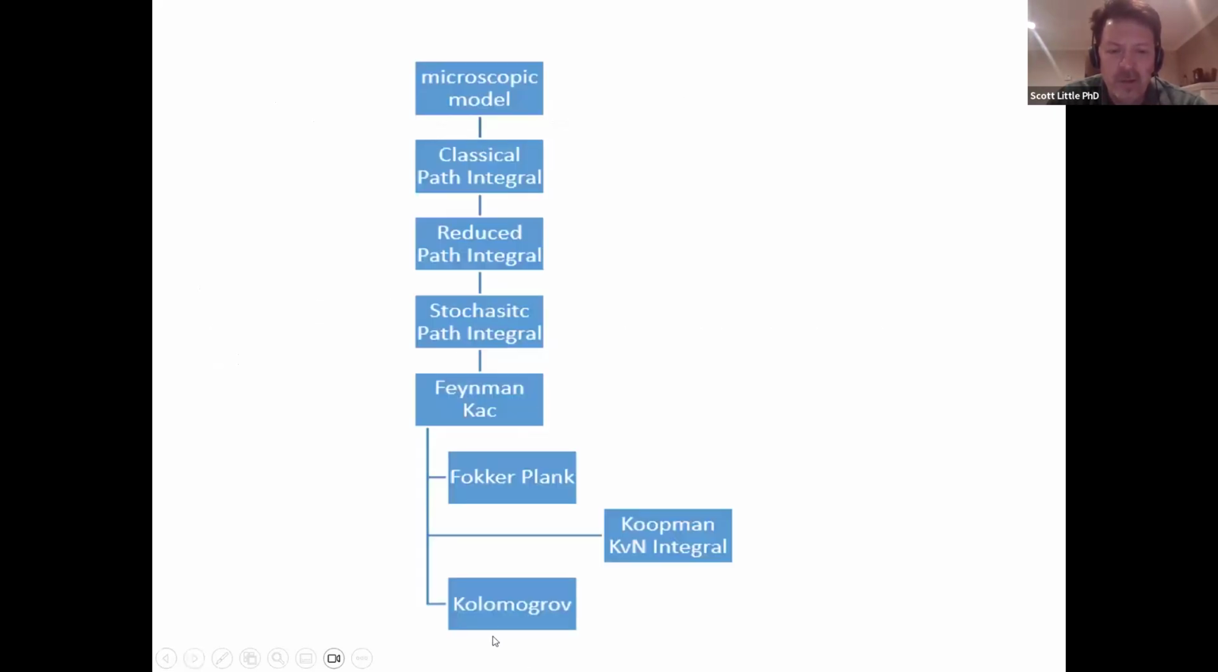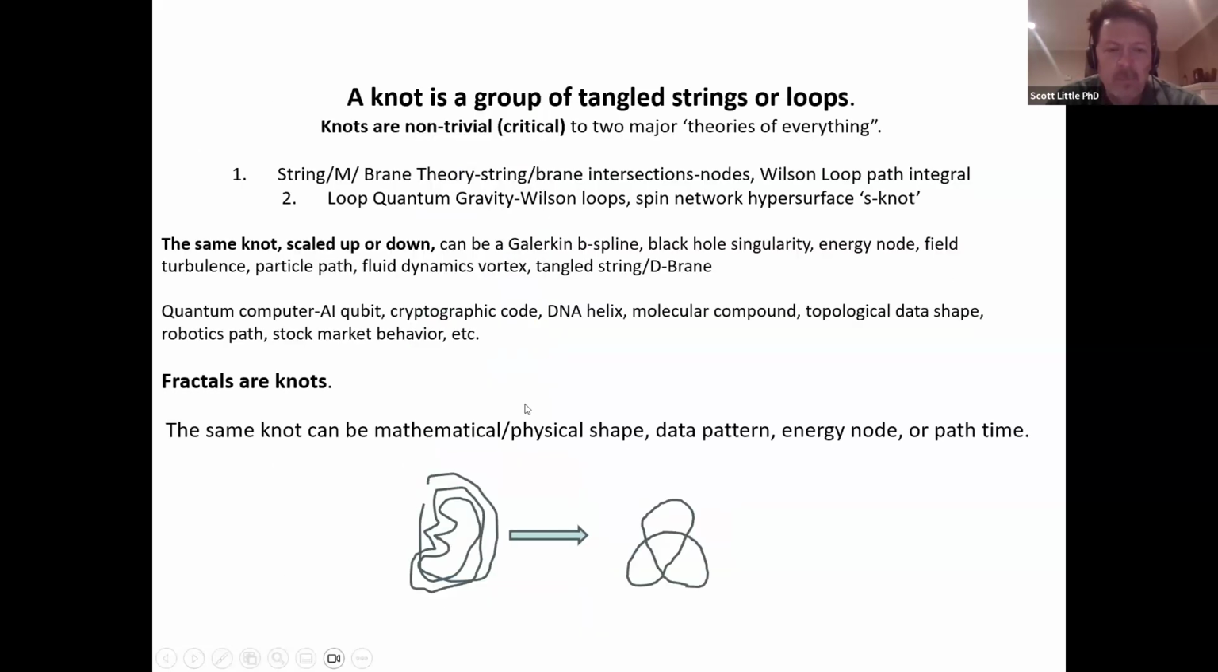And this is just a brief diagram of these different partial differential equations and how they kind of fit together with the Koopman-von Neumann. I won't go into this in any detail. I just wanted to show the diagram. But everything that's kind of tying this stuff together are the knots. I say that tongue in cheek, but it's really, the knots are non-trivial to so many different things.